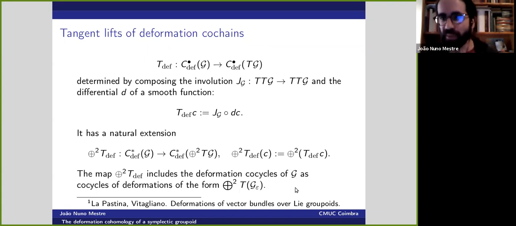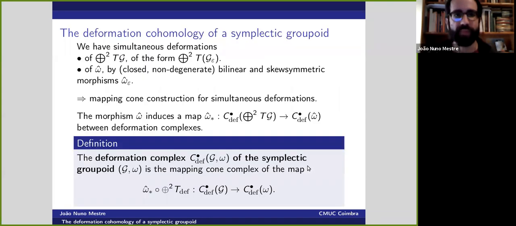Okay, I know that this was perhaps a lot of technicalities thrown together, but now we can put everything together for symplectic groupoids, which was the goal. So recall, we have simultaneous deformations when we have a deformation of a symplectic groupoid of TG plus TG, which are of this form, and of the morphism omega hat via bilinear skew-symmetric closed non-degenerate morphisms. So we can apply that mapping cone construction for simultaneous deformations.